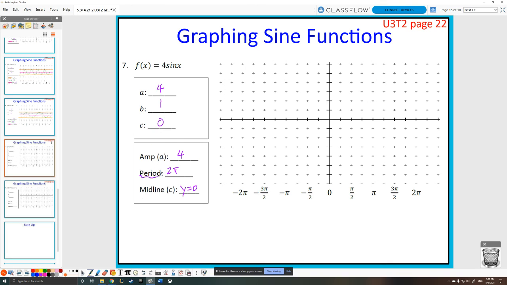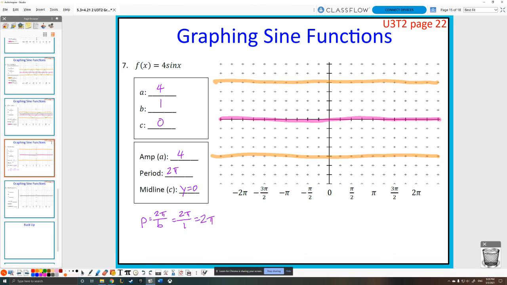Of course, your period, I would definitely calculate it every time if you need to, right? P is equal to 2 pi over B. In this case, 2 pi is over 1, so 2 pi is my period. Okay, now from here, again, midline is equal to 0. I'm going to draw my midline in, highlight it in this case. I'm going to highlight my guardrails that are at 4 away. So 1, 2, 3, 4.